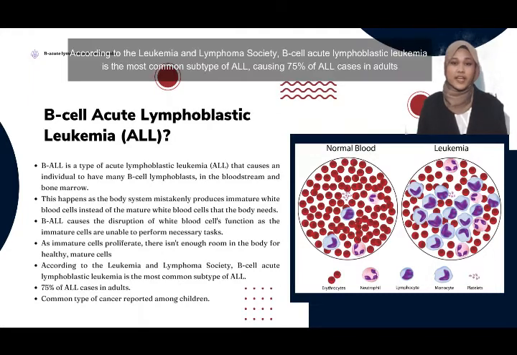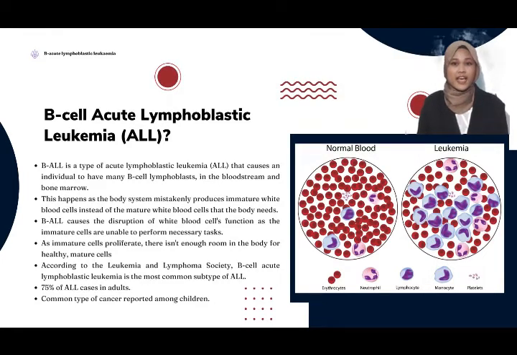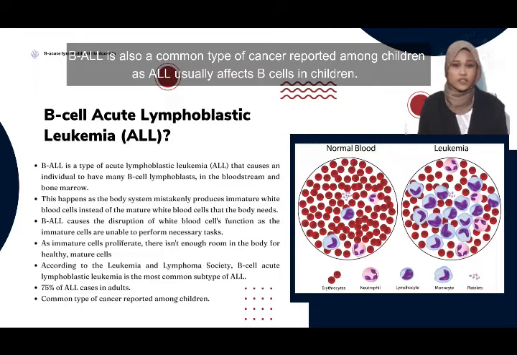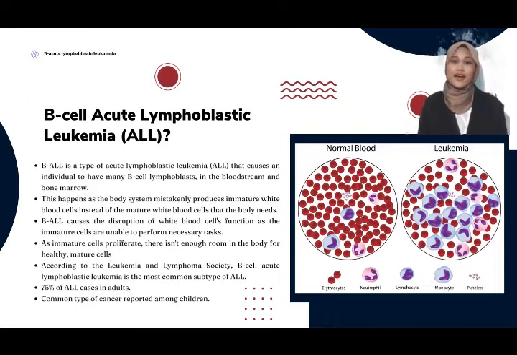According to the Leukemia and Lymphoma Society, B-cell acute lymphoblastic leukemia is the most common subtype of ALL, causing 75% of ALL cases in adults. It is also a common type of cancer reported among children, as ALL usually affects B cells in children. Now we'll move to the etiology of the disease.